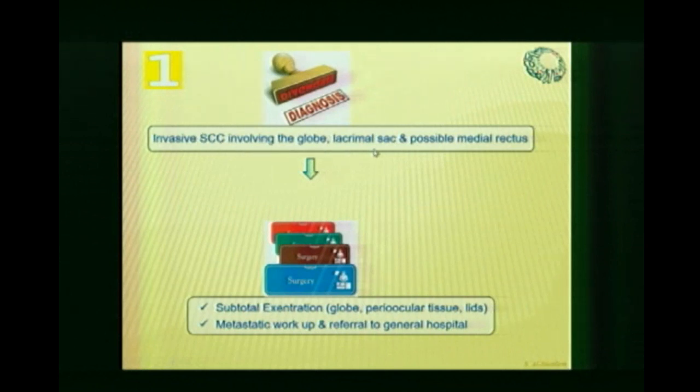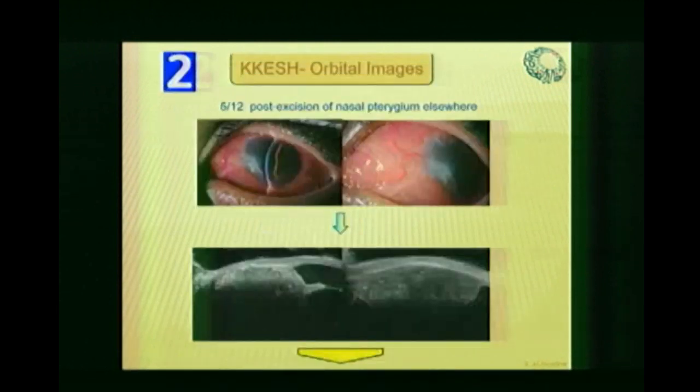variant with involvement of the lacrimal sac and medial rectus by the MRI. So the oculoplastic team here did the subtotal exenteration for the patient, including the periocular tissues and the lids, and the patient was referred to have a metastatic workup.